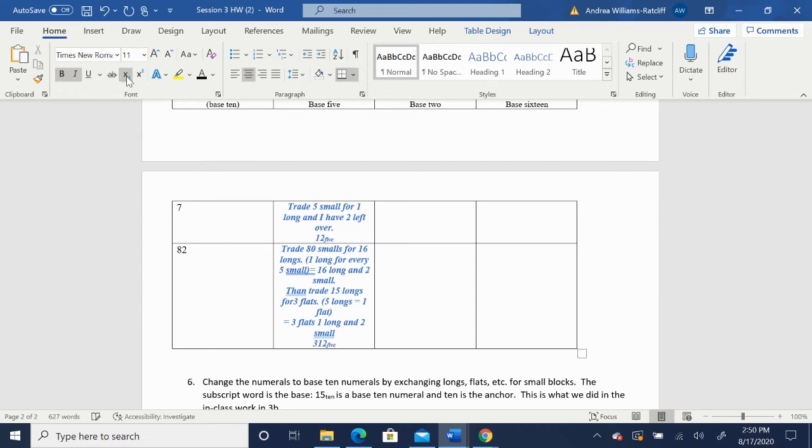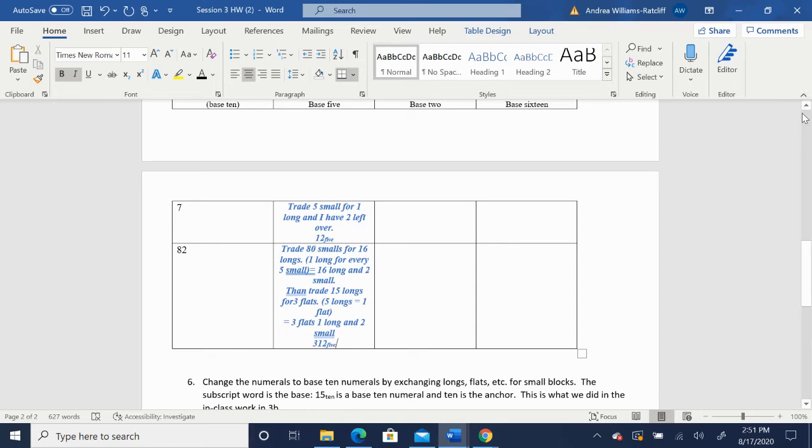If we want to check that, we would think 2 1s plus 1 5, so that would be 7, plus 3 25s, that's 5 squared, 5 times 5. So 75 plus 5 plus 2 does give me 82.